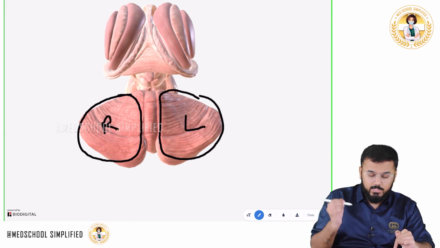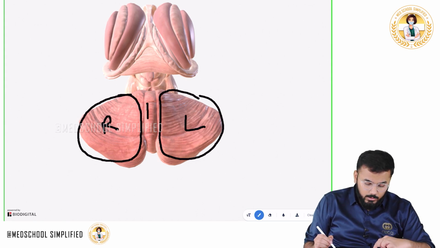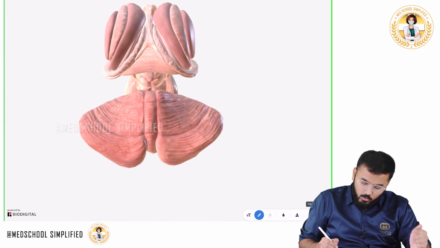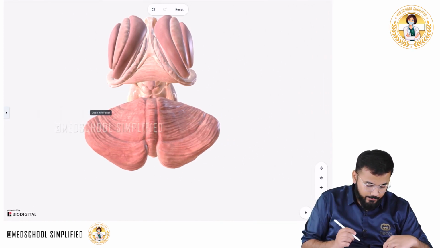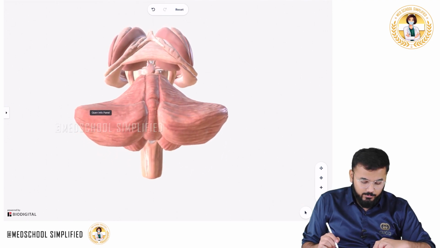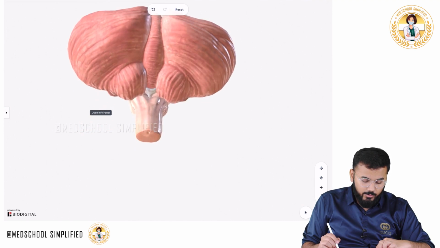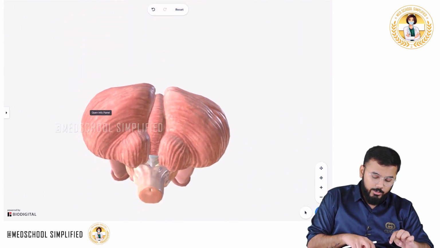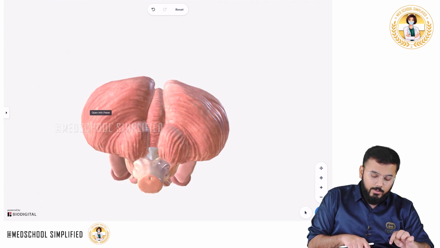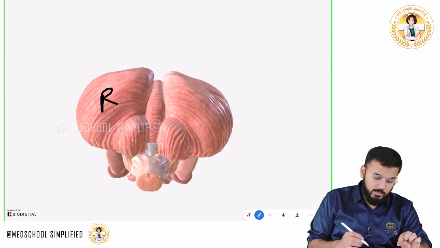I can look at the left cerebellar hemisphere also from the top. Clear? Now what I am going to do here is, for example, after the right and left cerebellar hemisphere discussion, I am going to turn it like this. Now when I turn it all the way down here, I have got a few important things. What are those few important things?